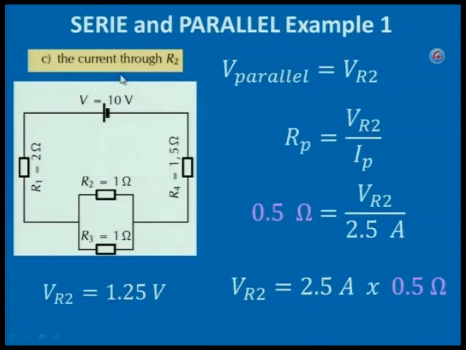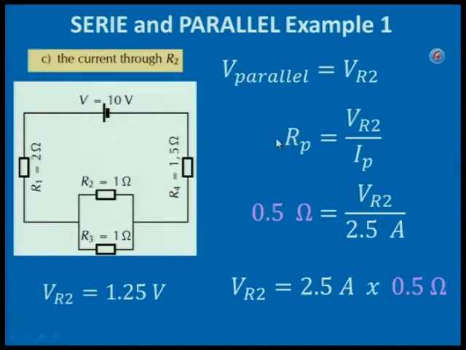Part C asks the current through R2. Now remember, for a parallel circuit, here comes the total current. Then here it splits up. One part goes through R2, the other part goes through R3. We want the current through R2. But first we need the voltage through R2. The voltage in this parallel circuit would be equal to the voltage in R2.